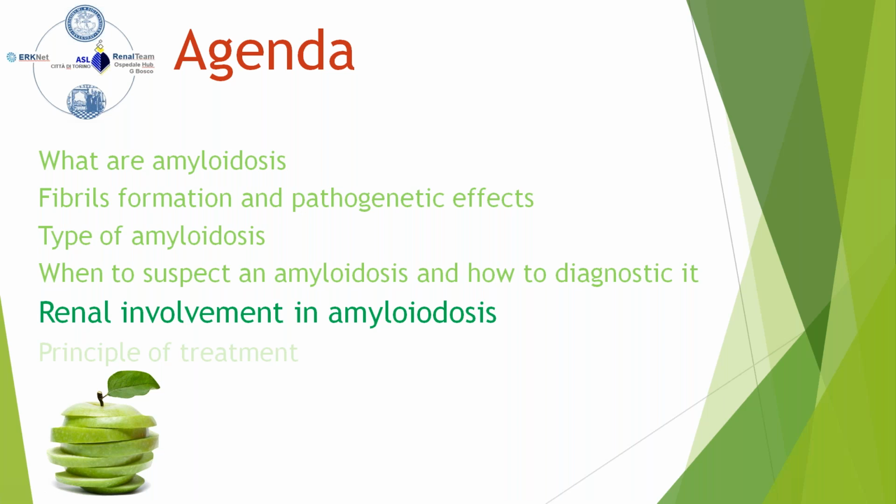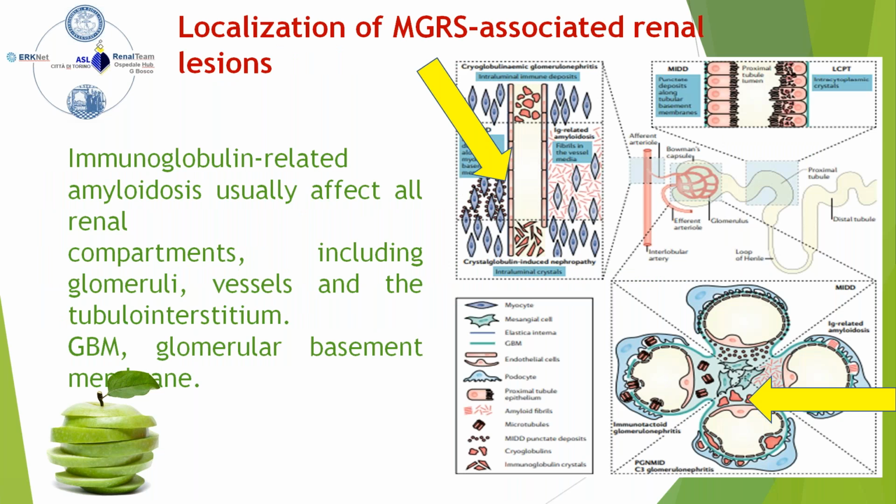It's now time to tell something more about the kidney. As I told you before, the kidney is often a target for amyloid deposits and is the second organ after the heart to be associated with a worse prognosis, especially in patients affected by AL amyloidosis.